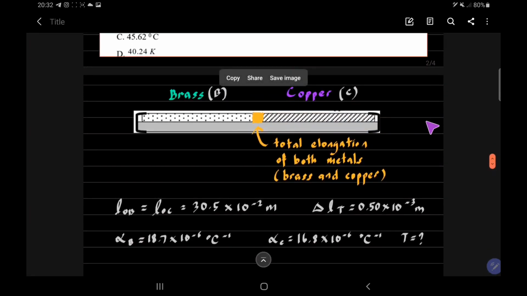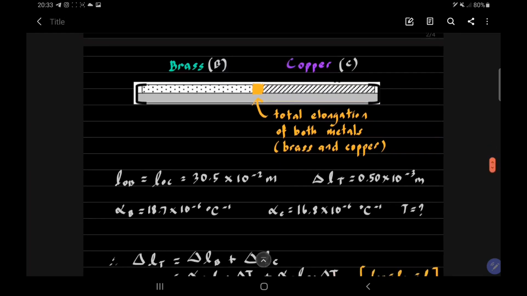Alright, so according to the situation, this is the separation between brass and copper. At a certain temperature, they are in contact. What does it mean? The brass and the copper just expand. The expansion of brass and copper should be different, because the linear coefficients given are different for both metals, brass and copper. By having contact between these two, the total elongation of both metals is just equal to the gap here, which is 0.50 millimeter.